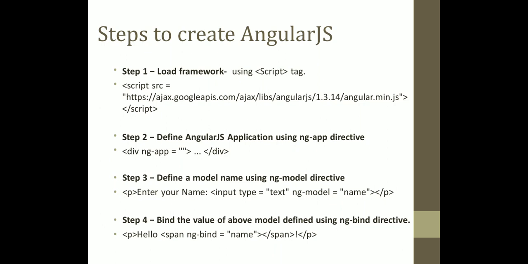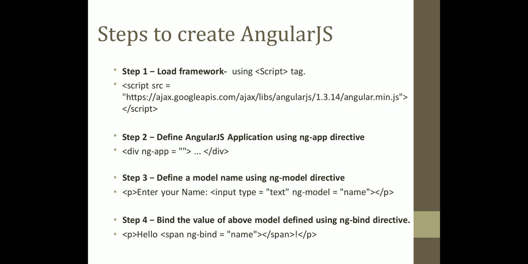How to use the framework using the script tag. As told before, you have to include the related links in your script tag. So script, src, and src will be holding the value or the link that you want to include in your program which is related to Angular. Then step 2, define AngularJS application using ng-app directive.